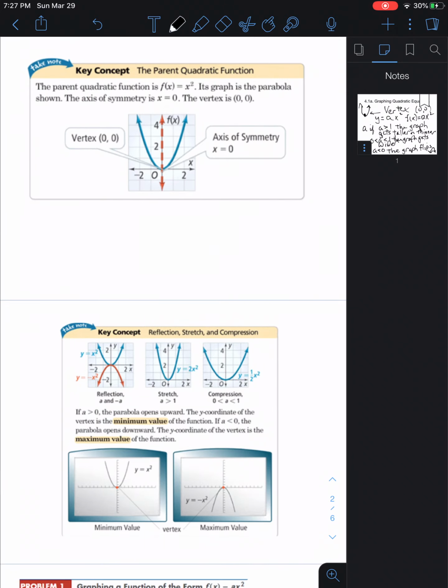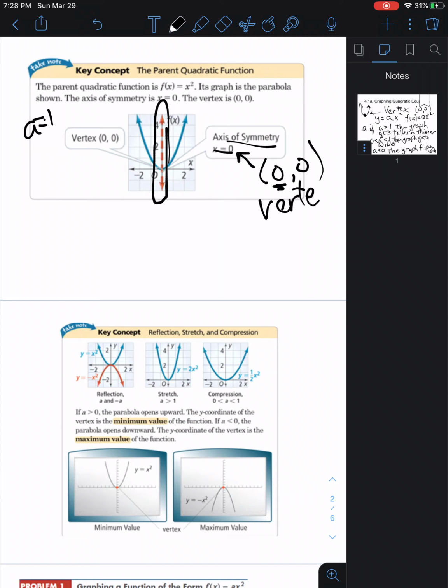So the parent quadratic function looks like this: f of x equals x squared. So in this case, a is 1, and the graph of the parabola shows this. Now, there is an axis of symmetry. The axis of symmetry in this case is x equals 0. That is the 0 of the vertex, or the vertex's x value. So when you have the axis of symmetry, it's always going to be x equals the number, which is the x value in the vertex. If you'll notice right there, the only point that the axis actually touches on the graph is the vertex, and that's where we get this value right there. Again, all the vertexes in this particular section, 4.1a, are (0, 0).